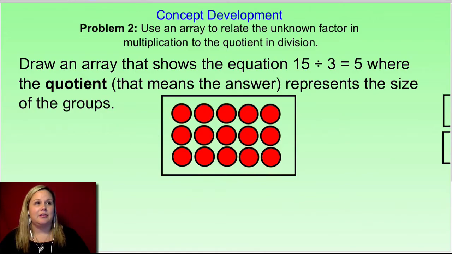Now, let's analyze my array a little bit. It's 15 total. So 1, 2, 3, 4, 5, 6, 7, 8, 9, 10, 11, 12, 13, 14, 15. So 15, there's the total. Okay, we talked about where the quotient, which was 5 in our problem, had to represent the size of the groups. So let's make sure each group has 5. 1, 2, 3, 4, 5. And I can tell because I lined them all up nice and neat that each one of my rows has 5. Okay, so let's look at a division and a multiplication equation for this array.